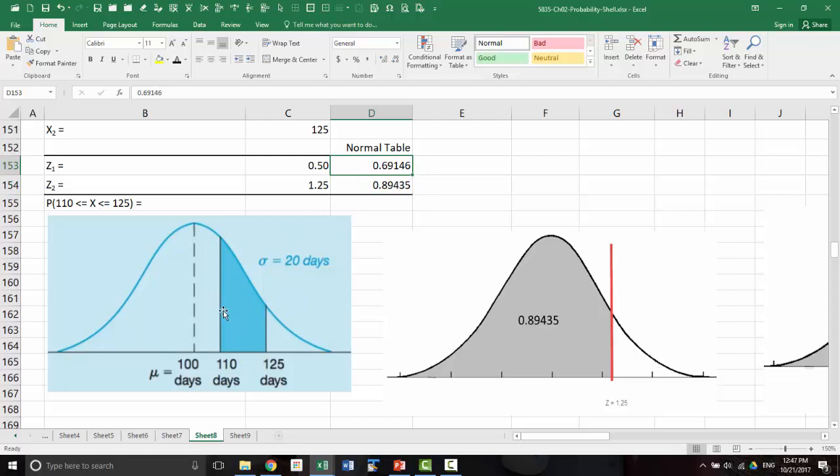So what we want then is the probability between the two: take that, so that's this whole thing, and subtract out the portion that we don't want. That is the probability of x between 110 and 125.